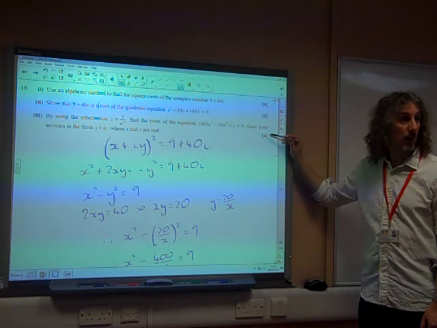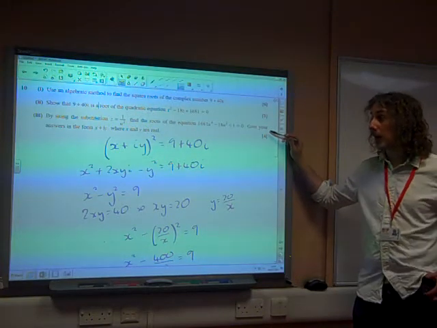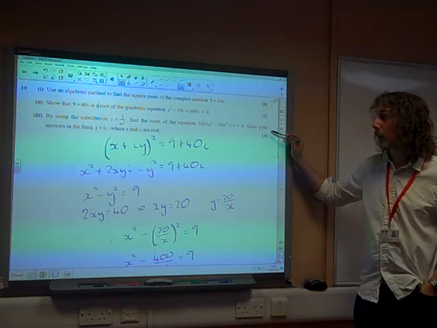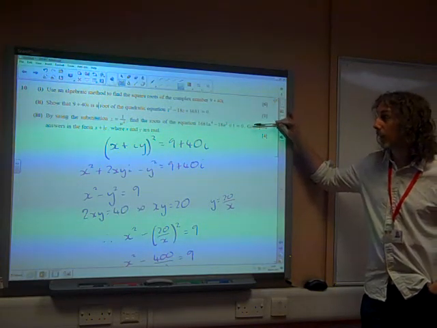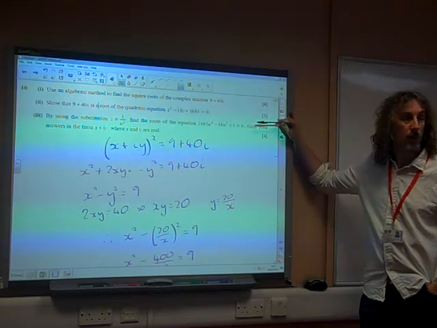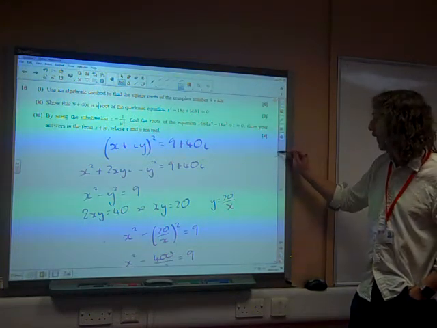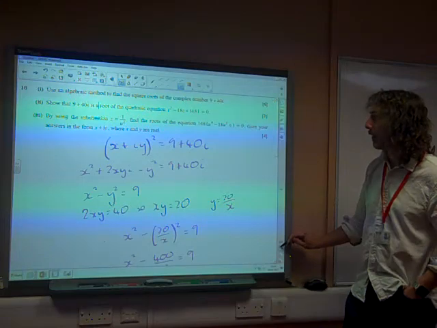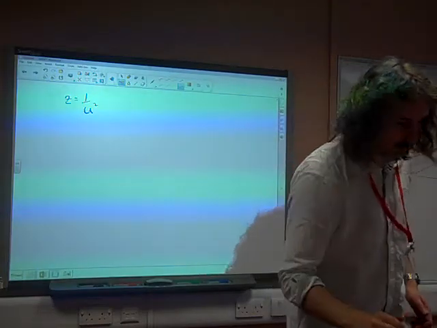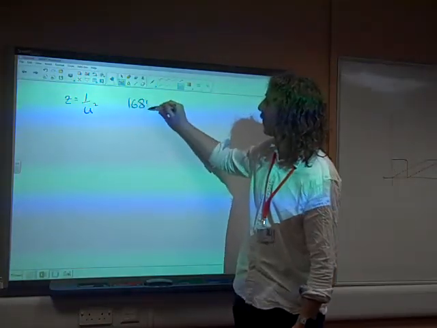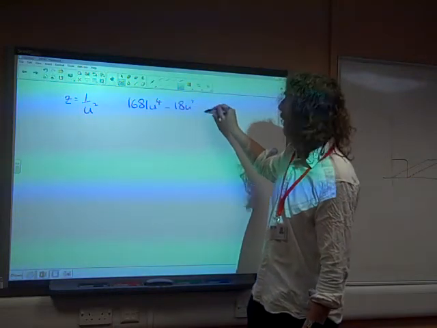Only 4 marks, but it does feel like it has a complicated start to it, and it's slightly long-winded. By using the substitution, z equals 1 over u squared, find the roots of this equation, giving your answer in the form x plus iy. Right, so I might go to a new page for this. z equals 1 over u squared, and the equation that we're trying to solve is 1681u to the 4 minus 18u squared plus 1 is 0.